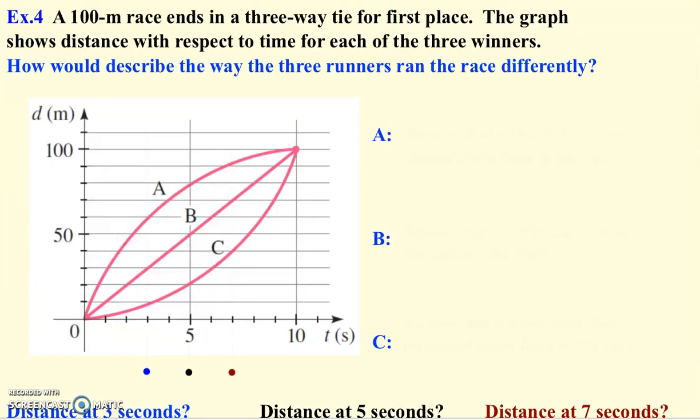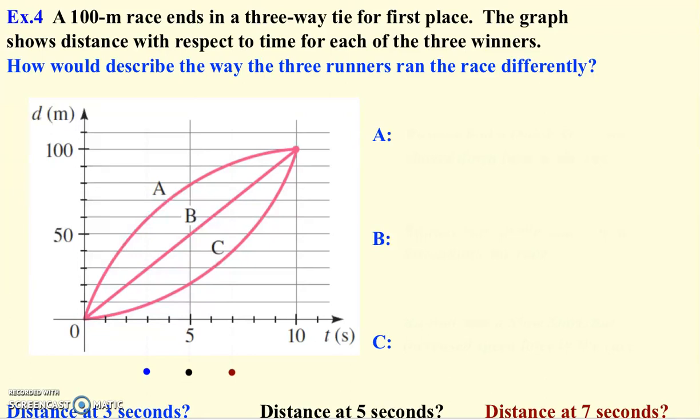It ends in a three-way tie, so you can see at the 10-second mark, if you follow the time along the x-axis, the point A, B, and C runners are all in the same spot, so they've all run a three-way tie. The idea for us here is to try to interpret how it is they ran the race differently based on the three different runners' graphs.